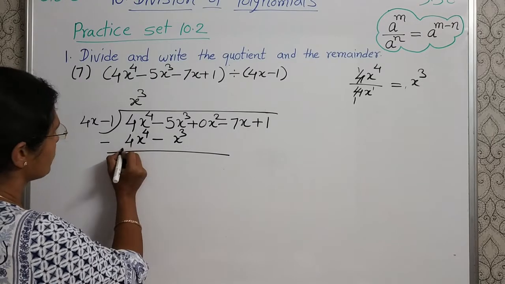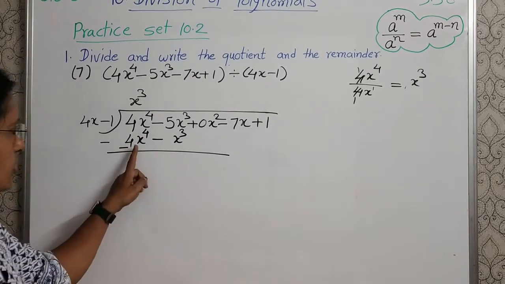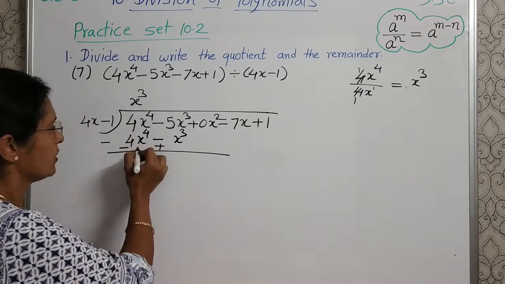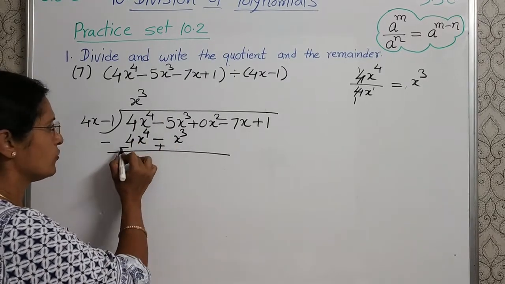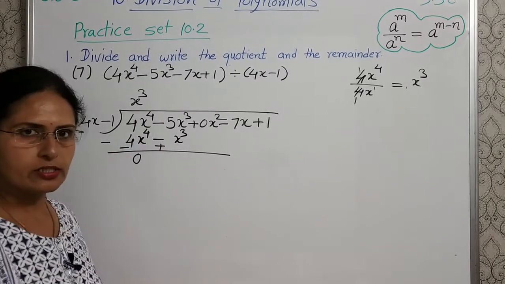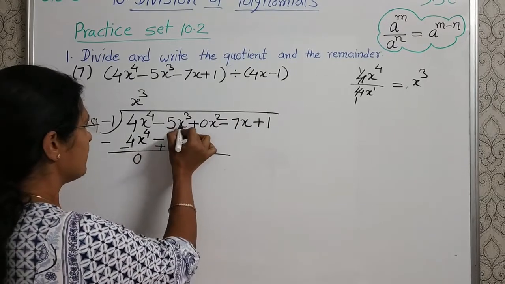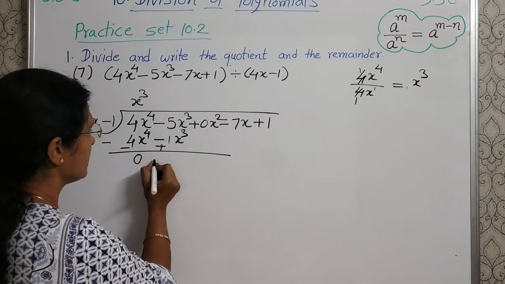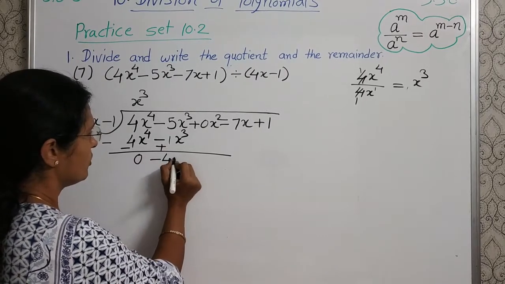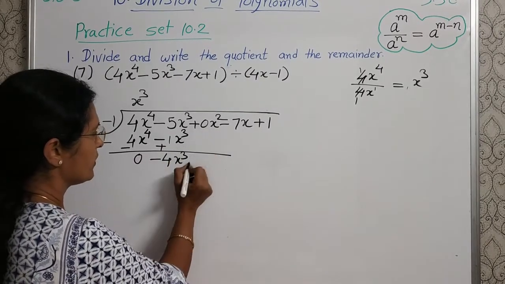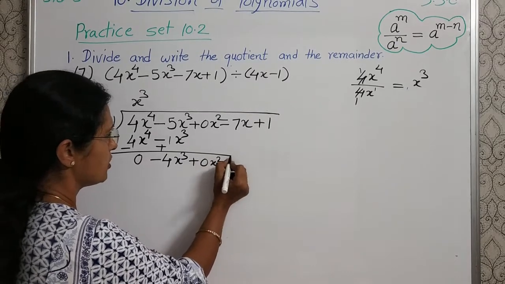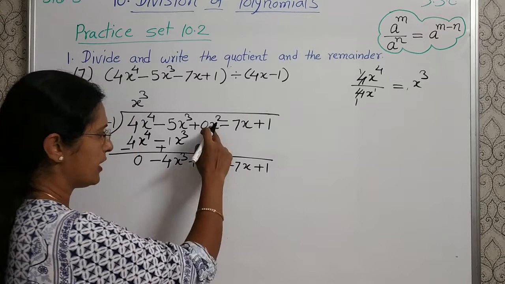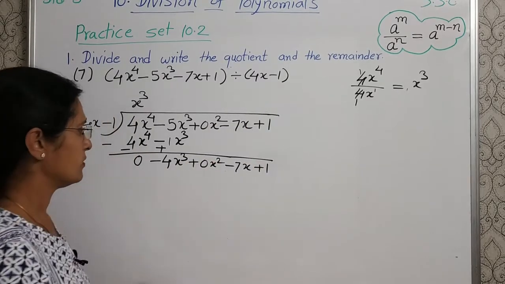Plus 4x raised to 4 will become minus 4x raised to 4. Minus x cube will become plus x cube. Now solve this. 4x raised to 4 minus 4x raised to 4 is 0. Minus 5x cube plus 1x cube, so minus 5 plus 1 is minus 4x cube. Then write this plus 0x square minus 7x plus 1 as it is in the remainder part.